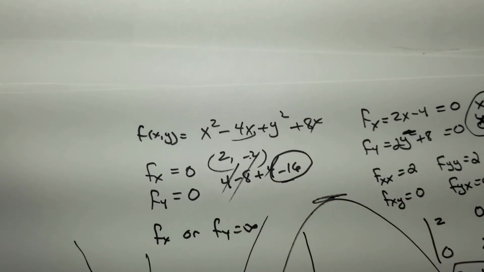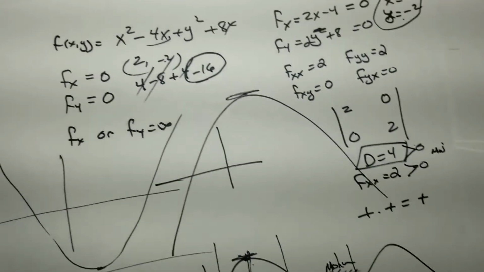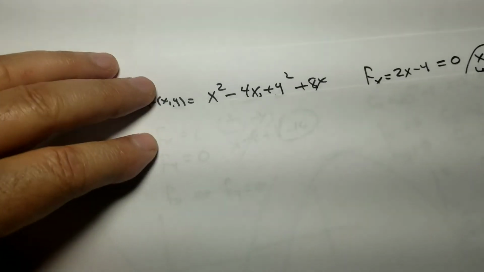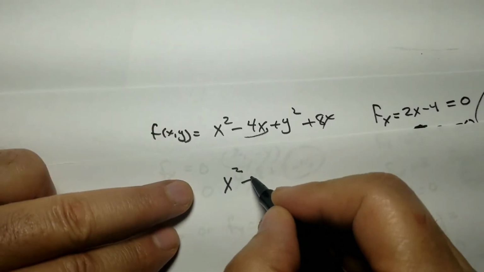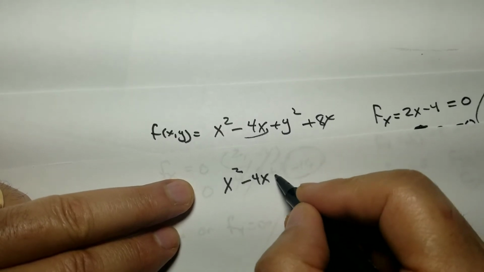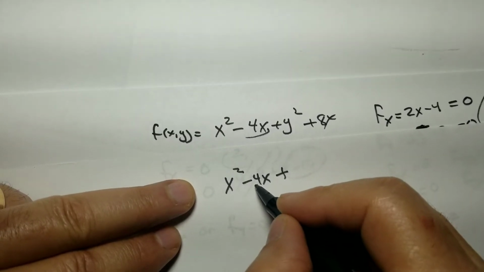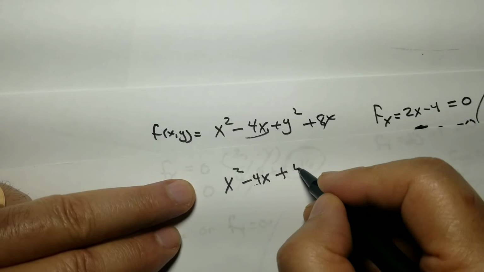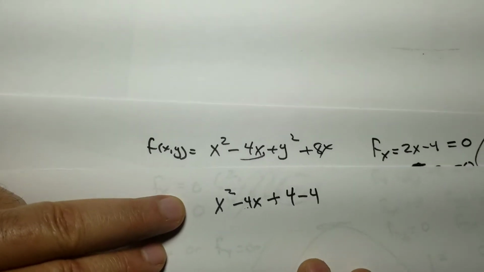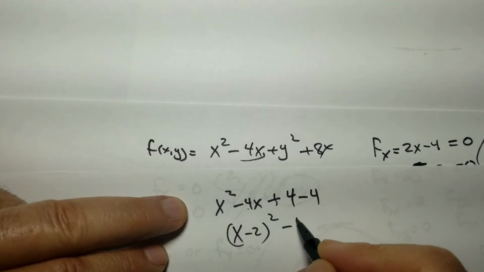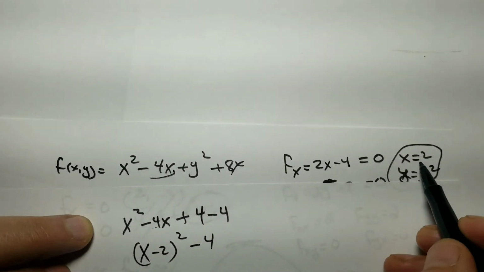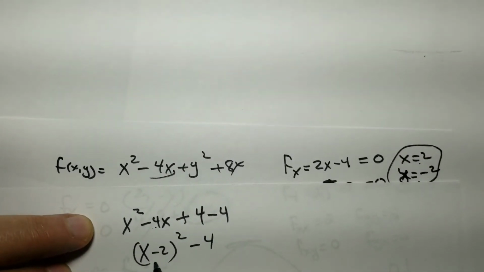But I'm going to teach you a new way sometime. I don't want to do the second derivative test. Here, you know what? I don't have a mixed variable. I put x squared minus 4x. I'm going to complete the square. Give me half of that, negative 2. Square it, add and subtract. This is x minus 2 squared minus 4. Do you see how I find that x equals 2 right here?